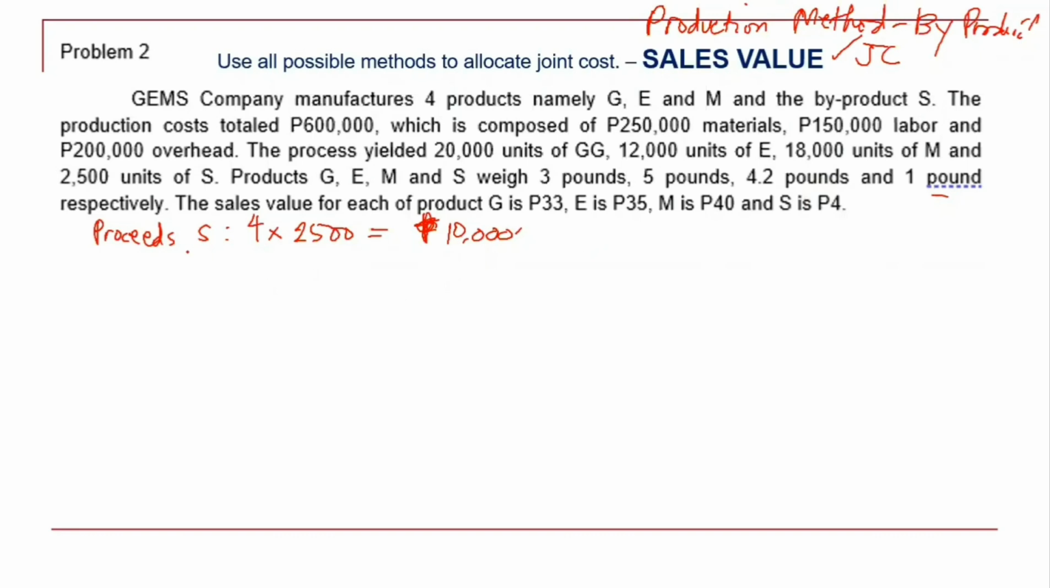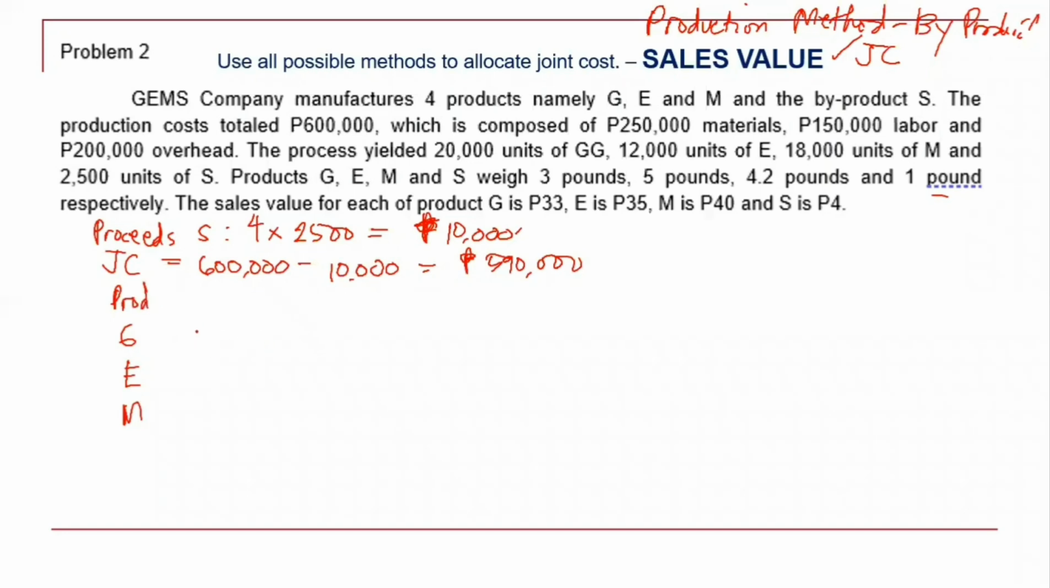Ayan. So therefore, if that's the proceeds for S, magkano yung joint cost natin? So that would be 600,000 minus the 10,000 na proceeds ng S. Actually, yun ay inventory po na byproduct natin. Okay, so that would be 590,000. That is the amount of joint cost to be allocated. So we have G, E, and M. So these are your products.